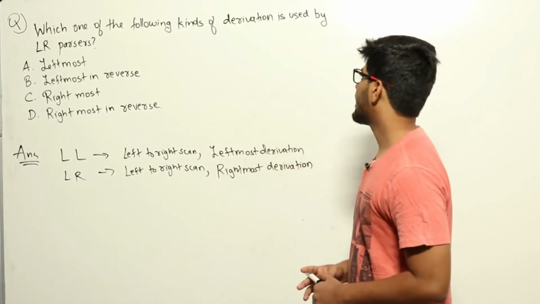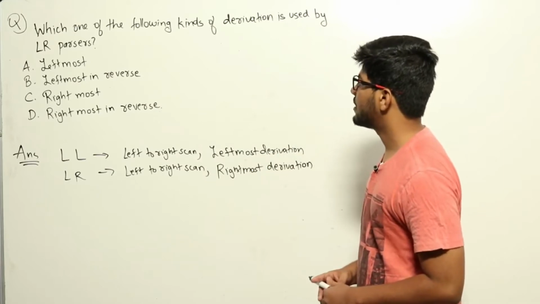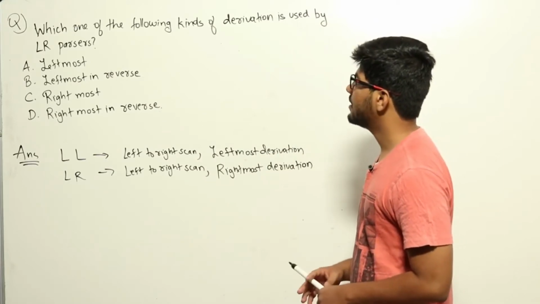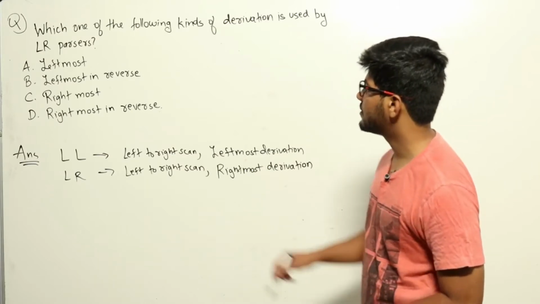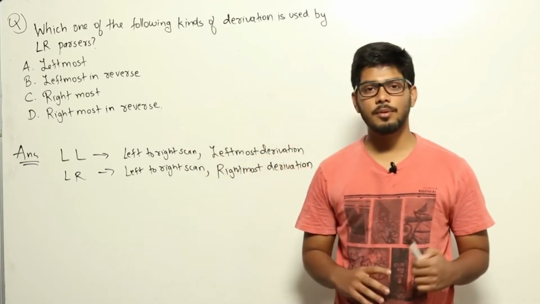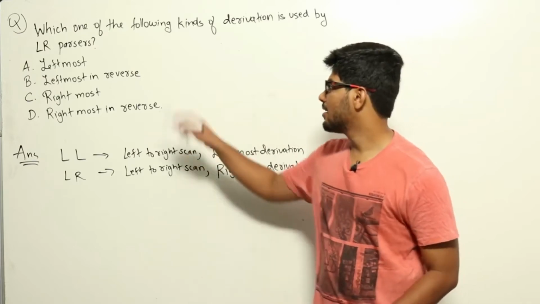Which one of the following kinds of derivation is used by LR parsers? A. Leftmost. B. Leftmost in reverse. C. Rightmost. D. Rightmost in reverse. So this is a very straightforward question coming from compiler design regarding parsers.